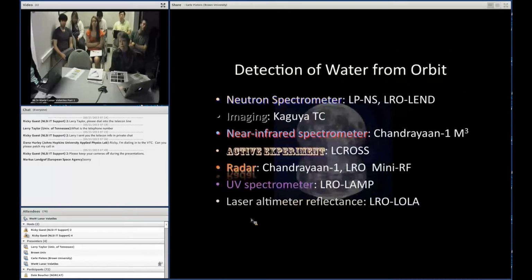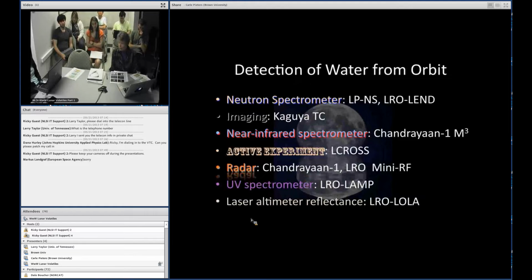What I've listed here are the various approaches, more or less in order of detection of volatile species or characteristics. I'll walk through them not necessarily in the same order, but I'll touch on each of them to remind you what was found and what sets the stage for much of the rest of the discussions of this workshop. Most of you should be familiar with these: the neutron spectrometer, the basic imaging, the near-infrared spectrometer, and the L-cross experiment, which was active, and which I won't have time to touch on.